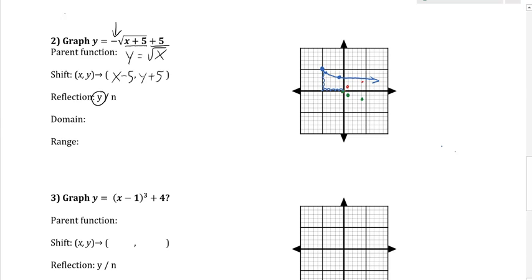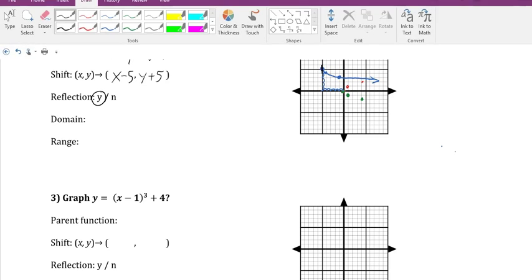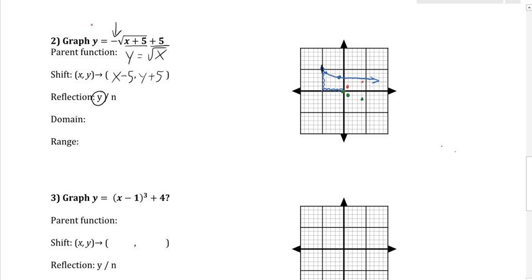The domain. Let's see, our x's start here. Let's use a different color for that. So our x's start here, which is negative 5, and continue that way. So negative 5 to infinity. Our y's start here at positive 5, and this time continue down this way, and so we're at positive 5 to infinity.